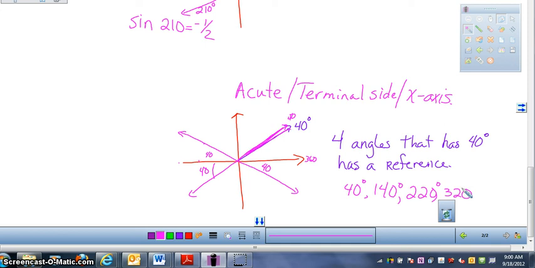There you go. Those are those 4. In class tomorrow, you need to be able to find reference angles and do a couple of little challenging questions where you have to find 4 angles that have the same reference.